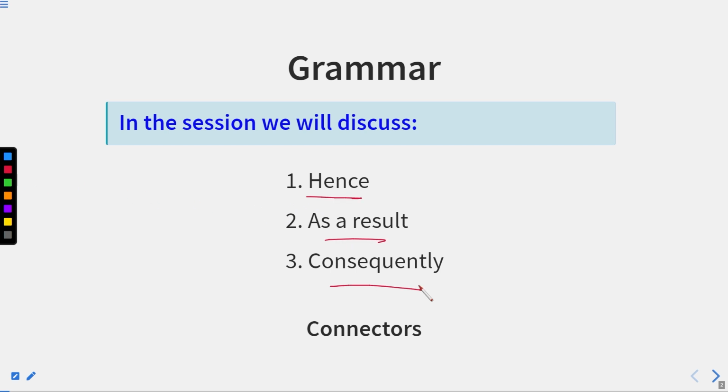Now we can have some more result denoting connectors like eventually. We can also use this word. Basically, this eventually, consequently, these are adverbs. As I told you earlier as well, that connectors can be prepositions, adverbs, or conjunctions. So in this session, we are going to discuss these three. So let's begin the session.